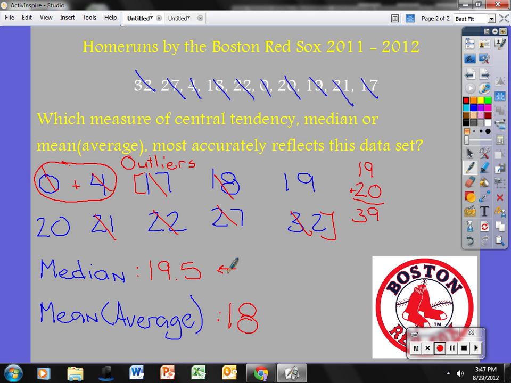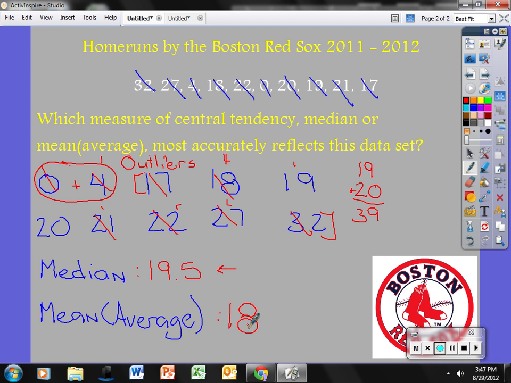I always think about it this way. How many batters hit less than or equal to 18 home runs? It would be less than or equal to, my fault. We have 1, 2, 3, 4 out of 10. Now, how many batters hit 19 or more home runs? We have 1, 2, 3, 4, 5, 6. Six is a larger portion of this data set than the four.